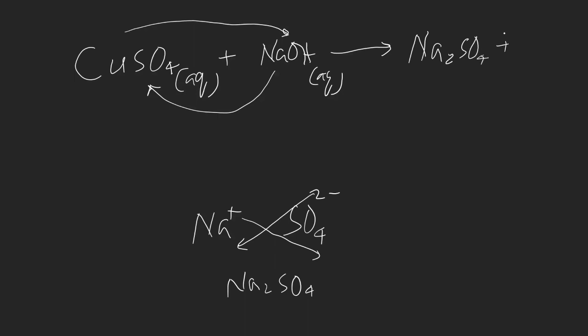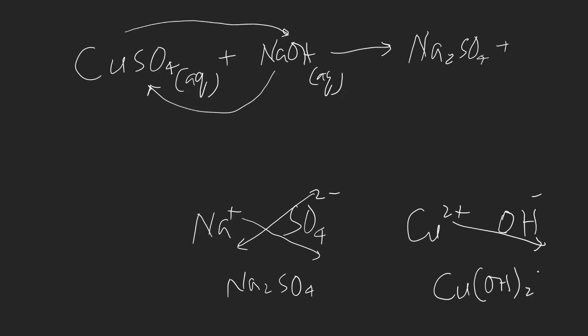and copper and OH. Again, copper is 2 plus and OH is minus. So this 2 goes there outside the bracket, and this one comes here. So it becomes copper hydroxide, Cu(OH)2. All right. So now this is on the left side of the equation, both are solutions.